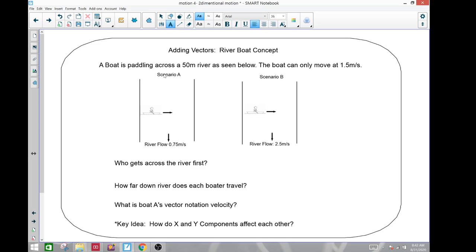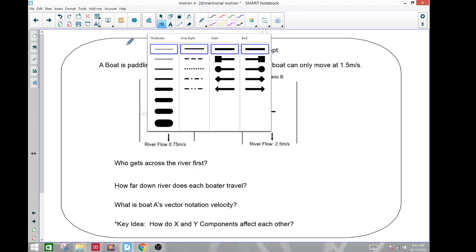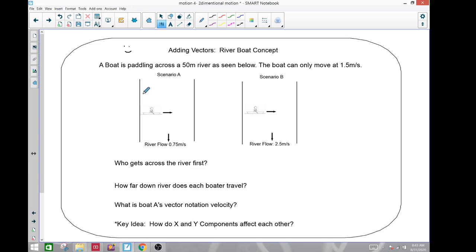So we have a boat here crossing a river 50 meters wide, as seen below. The boat can only travel 1.5 meters per second. This river is flowing faster than this river. A couple of questions that could come out of this: one, which boat gets across the river first? How far down the river does each boater travel? What is each boater's vector notation velocity?